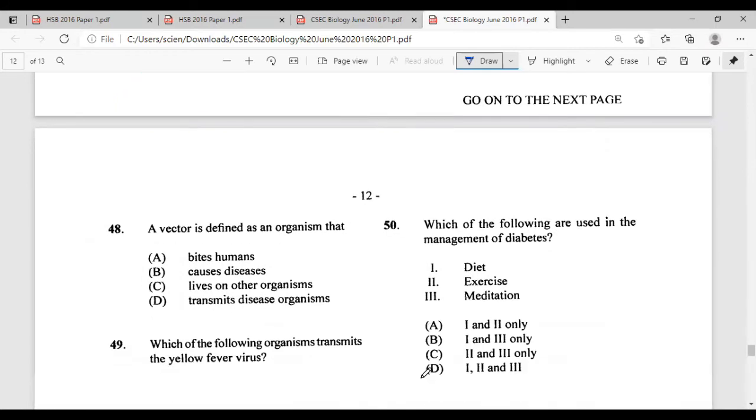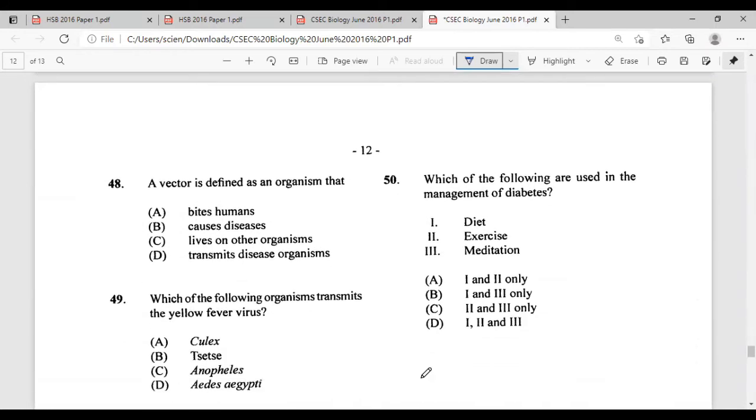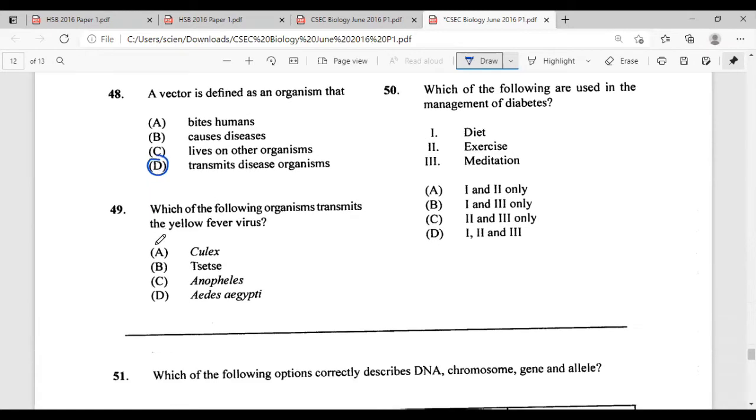48. A vector is defined as an organism that A, bites human, B, causes disease, C, lives on other organisms, D, transmit disease organism. So the answer is definitely D, transmit disease organism. 49. Which of the following organisms transmit the yellow fever virus? So we have A, Culex, B, tsetse, C, Anopheles, and D, Aedes aegypti. So the answer is the Aedes aegypti mosquito.